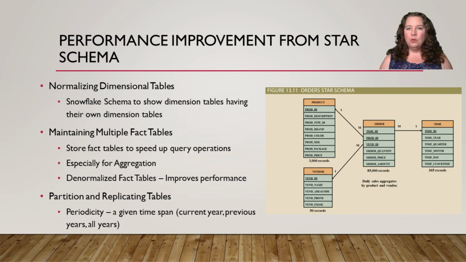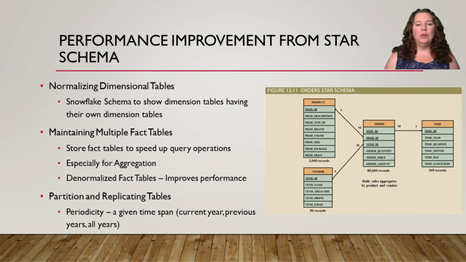And the big thing to remember with this is periodicity, the breaking it down into a given time span: the current year, previous years, all years. What is the time span for this table? And there's no reason not to store multiple tables, one for each periodicity that you might need. Much easier to pull all the records out of a single table than to take that one table and do a where clause on it. So we can do that. We can break up our tables, we can replicate our tables to make the information as accessible as possible.